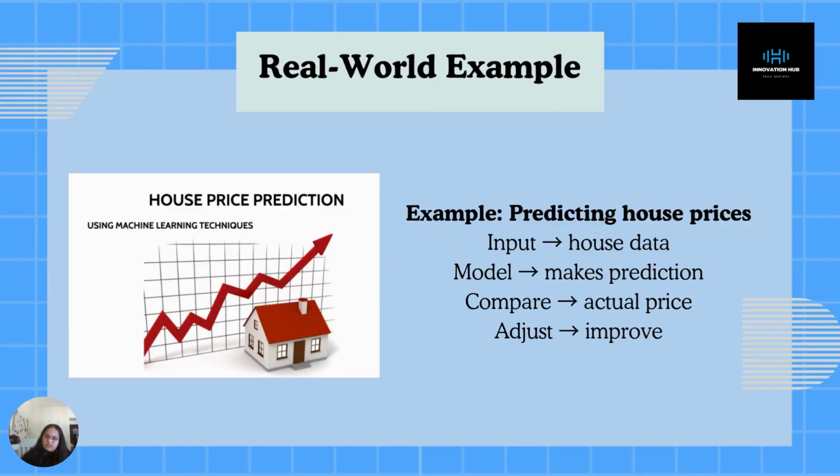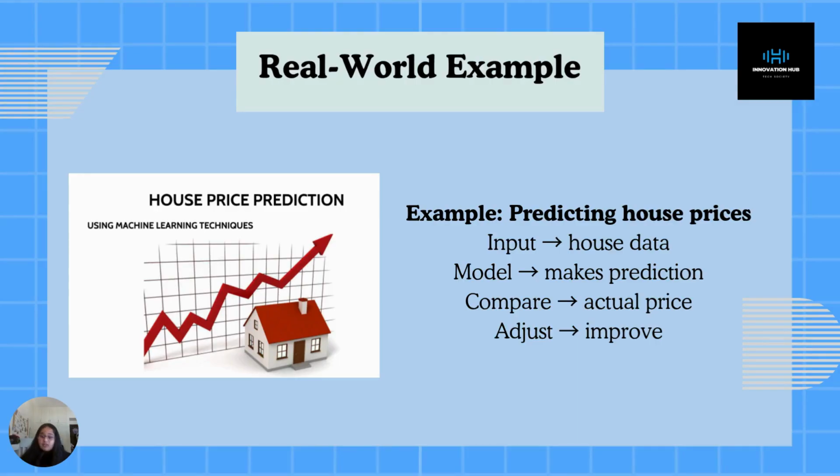Let's apply all of this to a real life example. Suppose we want to predict house prices. The inputs are features such as size, location, and number of rooms. A feature is an individual variable used as input to the model. The model uses its current parameters to make a prediction. We then compare that prediction to the actual price, and the difference between the two is the error.